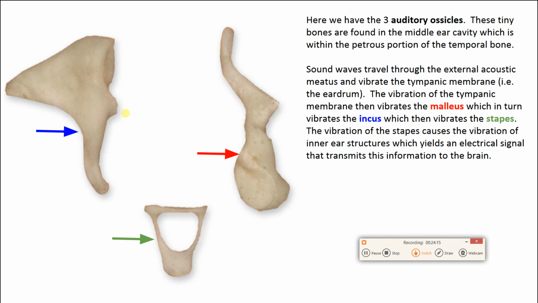When sound waves go through your external acoustic meatus, so your ear hole, they hit your eardrum, your tympanic membrane, and shake it. It's going to shake the malleus, which is then going to shake the incus, which is then going to shake the stapes, which then shakes inner ear stuff, which creates nerve signals, which tells your brain, and you interpret those sounds that you hear. Pretty amazing set of machinery.